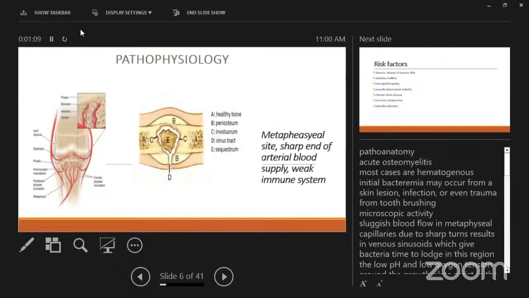The pathophysiology: we always have a common question about the pathophysiology of osteomyelitis. We can classify it as microscopic and macroscopic changes. You know, it is most common in the metaphyseal area. Why is it the metaphyseal area? Because it has a rich blood supply. The second is the configuration of the arterial blood supply. It is a sharp end of the arterial blood supply. This makes the flow of blood slow, so there is more time for the bacteria to lodge in the sinusoids on that side.